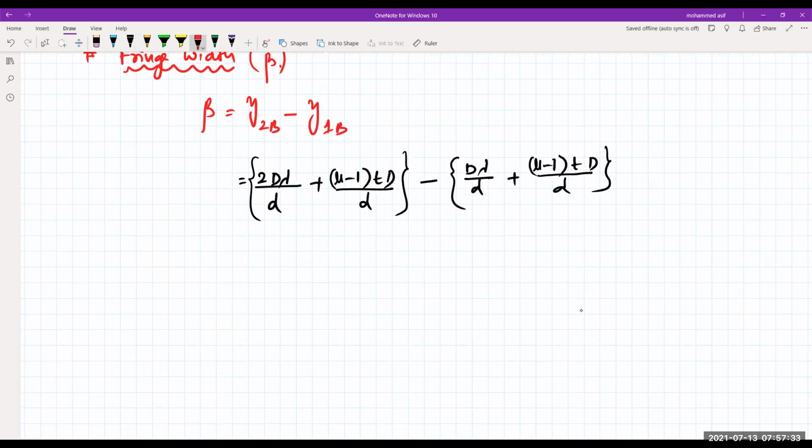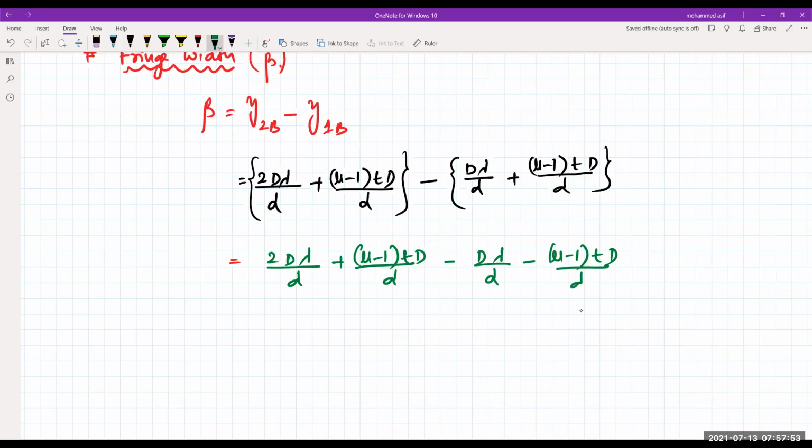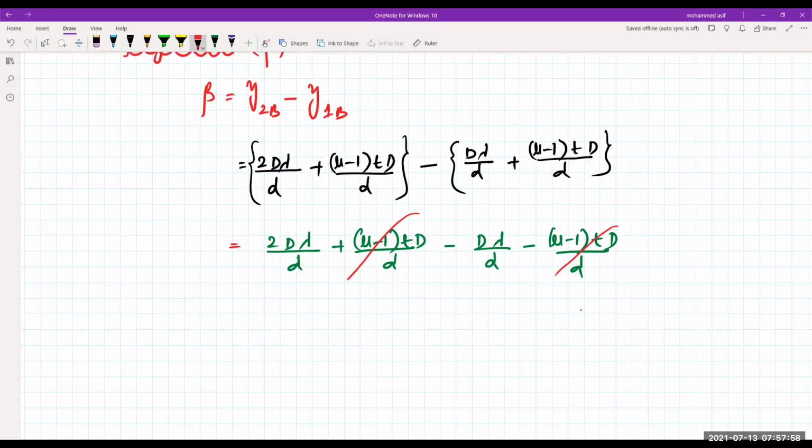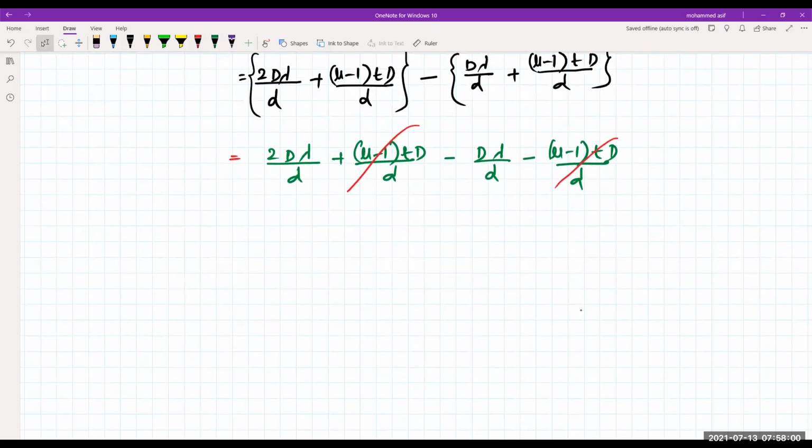So if I'm removing the bracket for this one, this will become 2d into lambda divided by small d, plus mu minus 1 into your thickness t into capital D divided by lambda, minus d into lambda divided by small d. This will become minus mu minus 1 into thickness t into capital D divided by small d. Anything getting cancelled? This positive term and this negative term will get cancelled. So it is 2d lambda by d minus d lambda. See how much I'm getting from this one. So fringe width will be equal to d into lambda divided by small d.